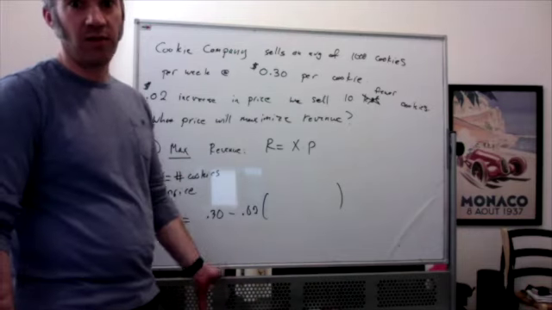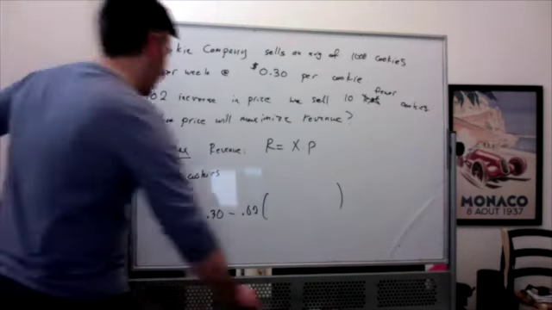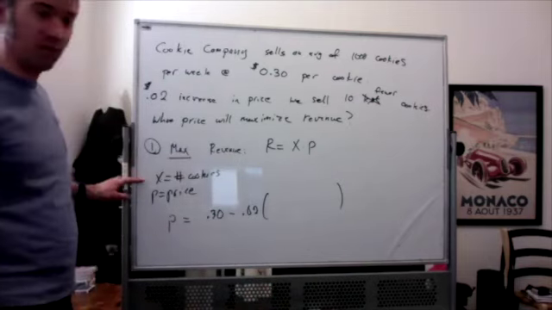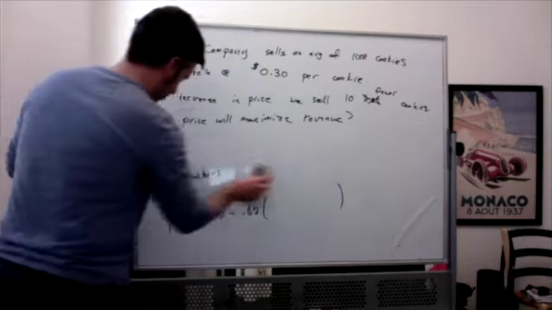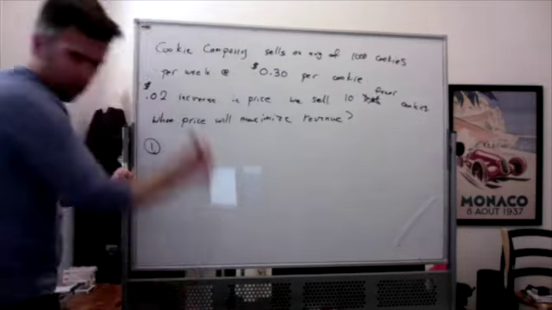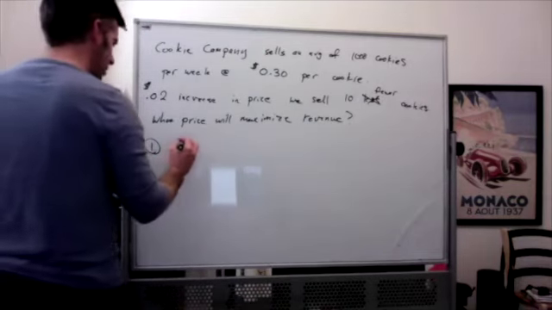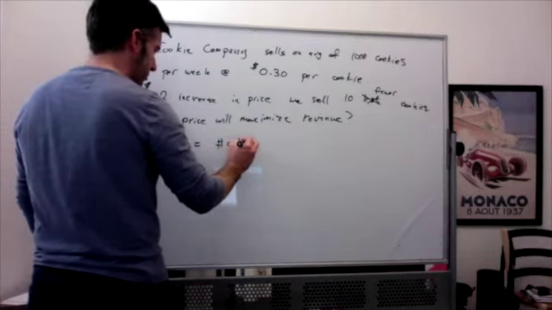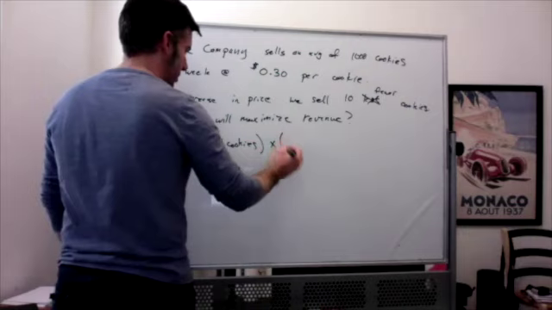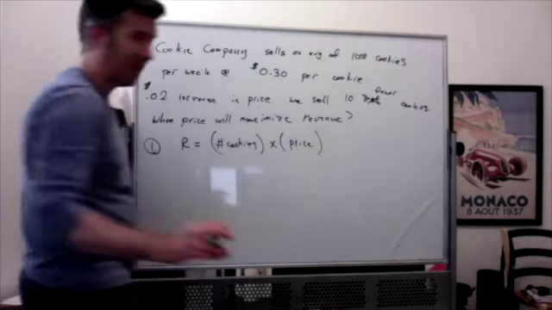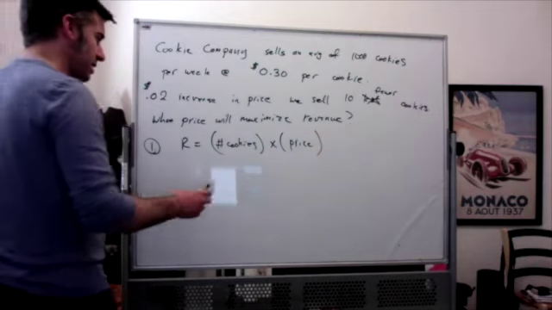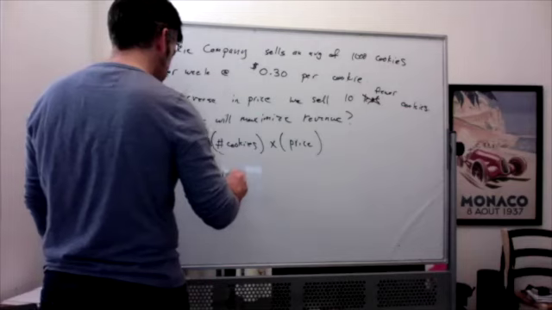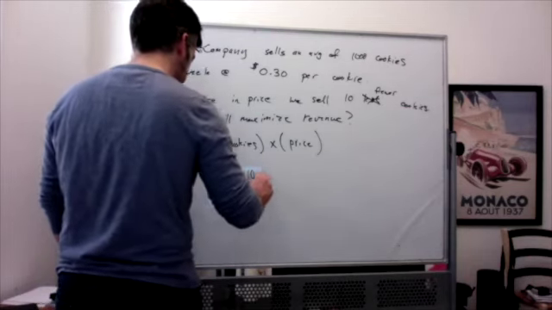So the problem is that I made the rookie mistake. I'm not a rookie. Of saying X was the number of cookies. So let's back that up a little bit. Let's say that the revenue is just the number of cookies times the price. Okay. X is going to be neither thing. So what we're going to say is, well, the number of cookies is going to be 1,000 minus 10x.